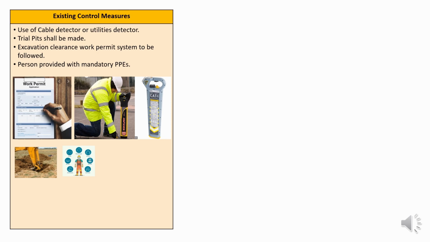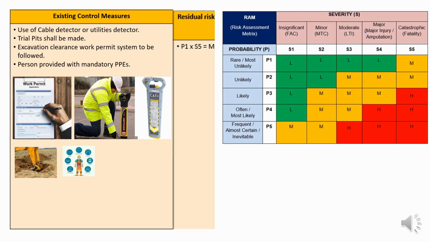Fourth control is that the person is provided with mandatory PPEs. So the persons engaged in excavation work are provided with mandatory safety shoes, which are approved IS 15298, a safety helmet, which is IS 2925 approved, and a reflective vest. So by applying these existing controls, we are able to bring down the risk level. So the reduced risk is P1 and S5. Now the likelihood has been reduced from P4 to P1. Now P1 means most unlikely or rare.